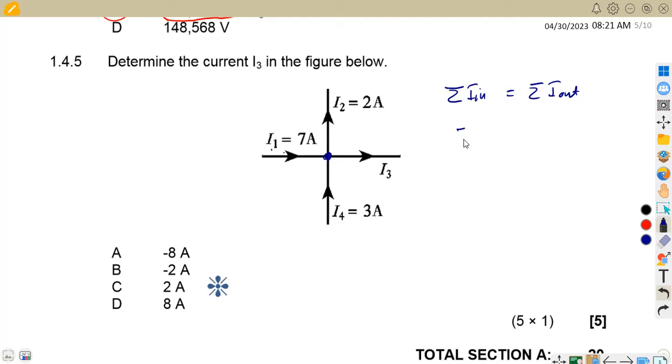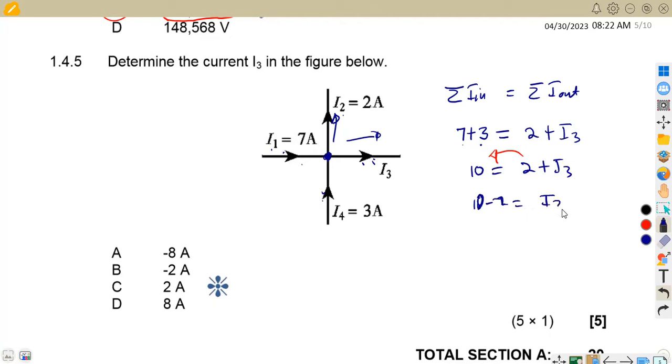So if we add 7 plus 3 from I1 and I4, this is supposed to give us I2 and I3. These two are flowing away from the junction. So these two added together must give us these two, which is 2 plus I3. So 7 plus 3, which is 10, is equal to 2 plus I3. We can determine I3 by transposing: 10 minus 2 equals I3. So I3 in this case is going to give us 8.